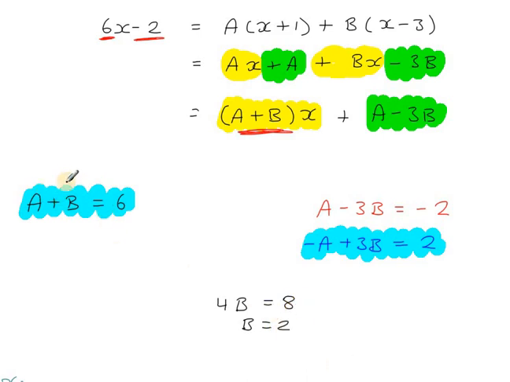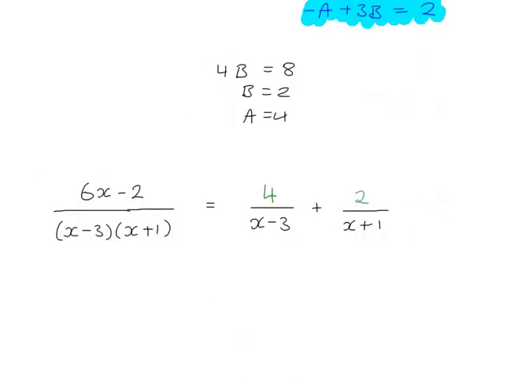Then we can solve to work out what a is equal to. If we substitute 2 into this equation, so a is 4. And then we substitute those values in, and we've got our partial fractions. A is 4, b is 2.